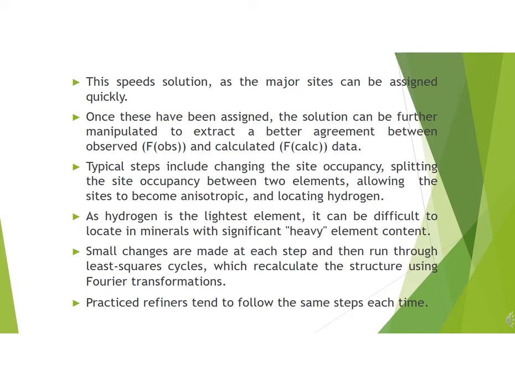And in order to obtain better agreement between the observed and the calculated data, typical steps include changing the site occupancy, splitting the site occupancy between two elements, allowing the site to become anisotropic, and locating hydrogen. As hydrogen is the lightest element, it is difficult to locate in minerals of heavy element content. However, small changes are made at each step, and then they run through the least squares cycles to recalculate the structures using Fourier transformations, and the practiced refiners follow the same steps each time.